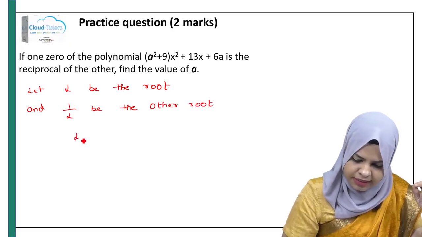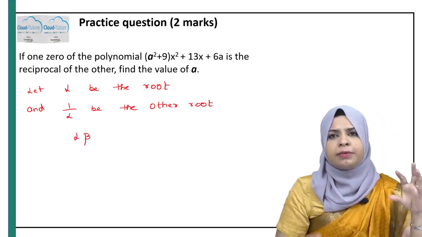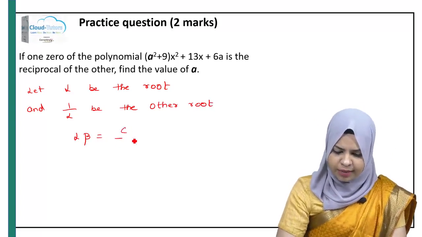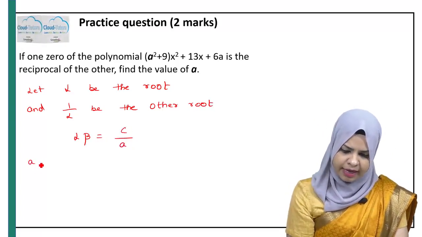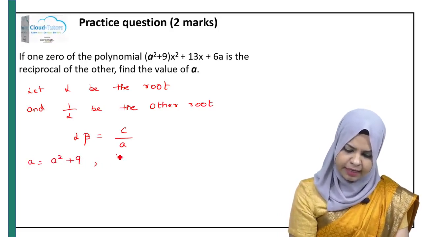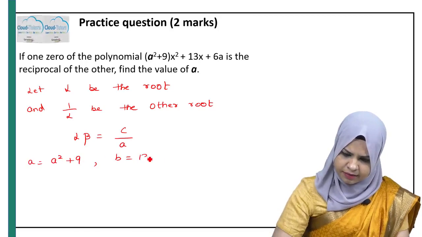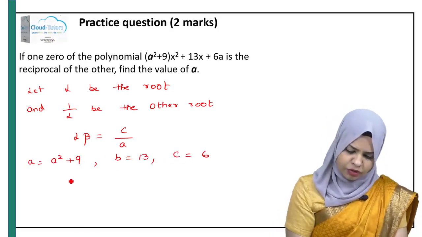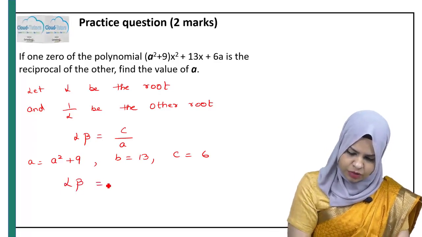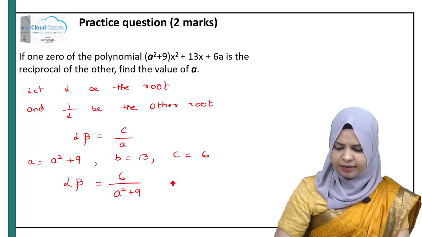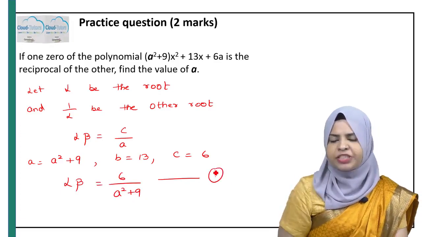So let's consider the relationship for the product of the roots. What is the product of the roots equal to? C by a. Here a is equal to a square plus 9, and b is 13. C is equal to 6. Okay, so alpha beta is equal to 6 by a square plus 9. I'll call this equation 1.